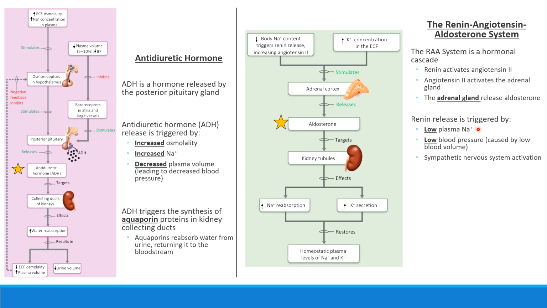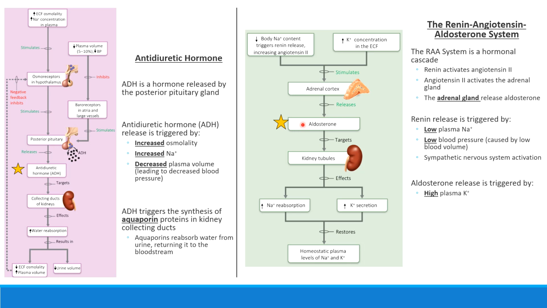Remember, if we have low levels of sodium, we also have low levels of water. Same deal here with our blood pressure. If our blood pressure is low, we have low levels of water. Renin may also be released, though, if the sympathetic nervous system becomes activated. The sympathetic nervous system, fight or flight, is going to tell our body, hey, we probably don't want to be making a lot of urine right now. So the sympathetic nervous system, by activating the adrenal cortex, will also lead to an increase in renin.